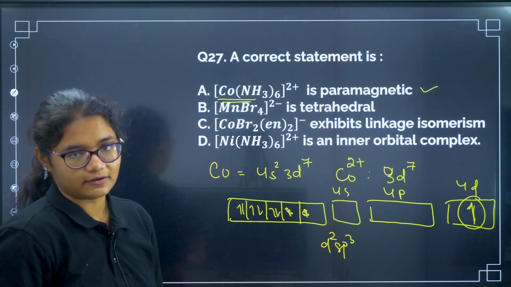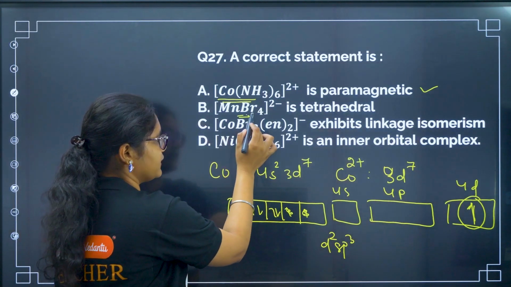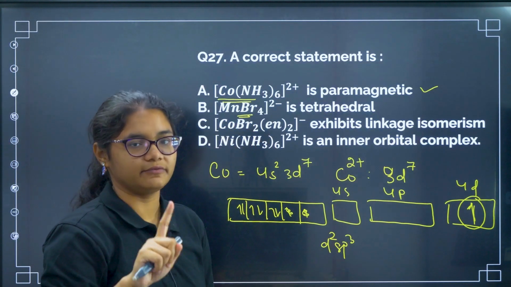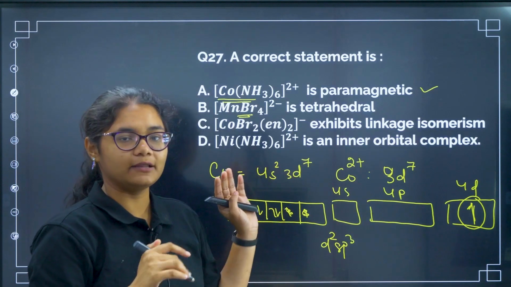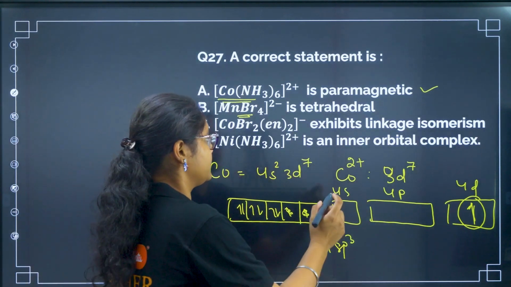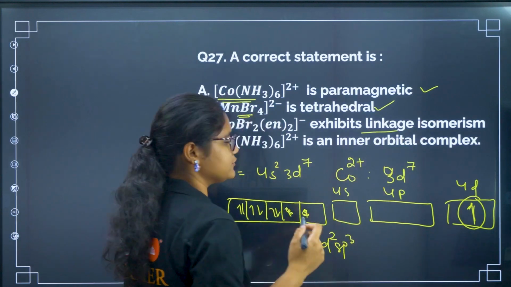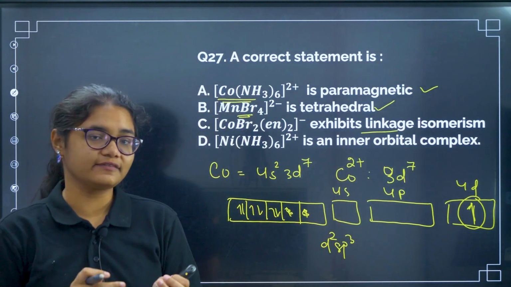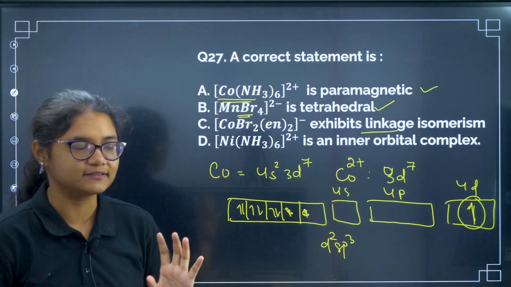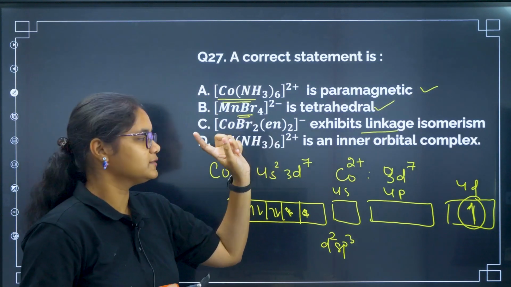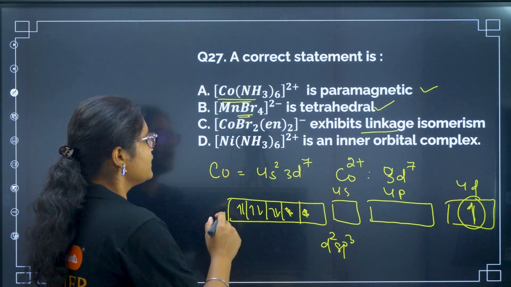MnBr4 2- is tetrahedral. You can see this is a weak field ligand, right? And with coordination number 4, a weak field ligand on a 3d element will generally be tetrahedral. This statement is also correct. CoBr exhibits linkage isomerism. We have already discussed that for linkage isomerism we need ambidentate ligands. Here there is no ambidentate ligand, so this is a wrong statement.